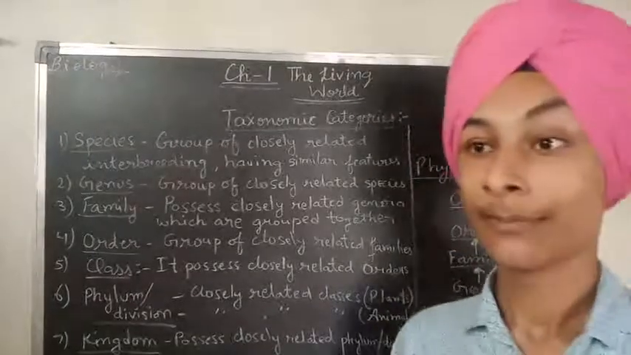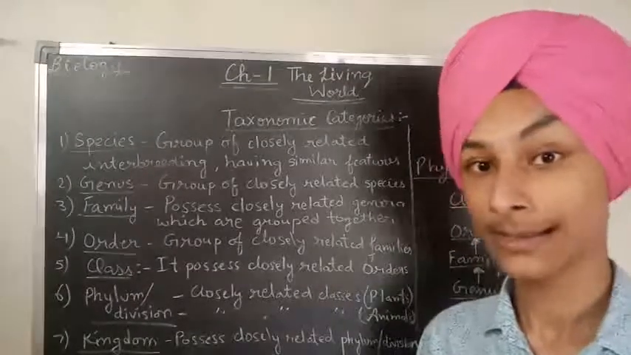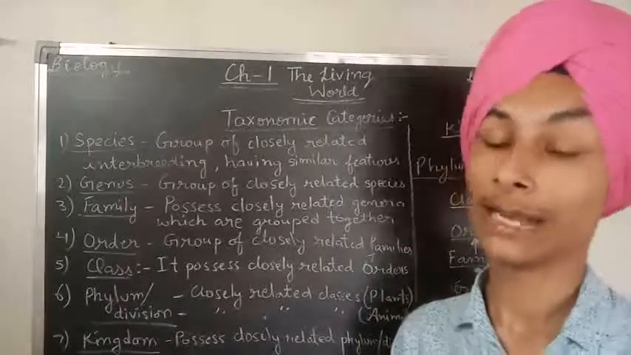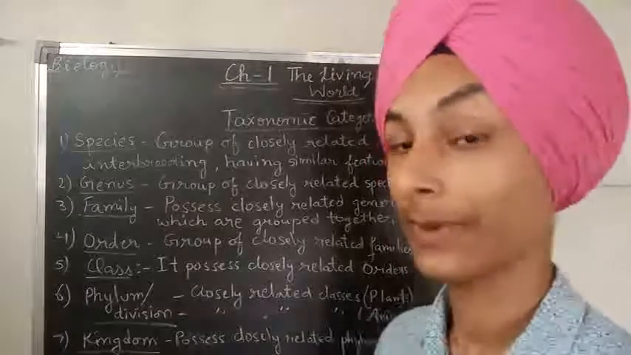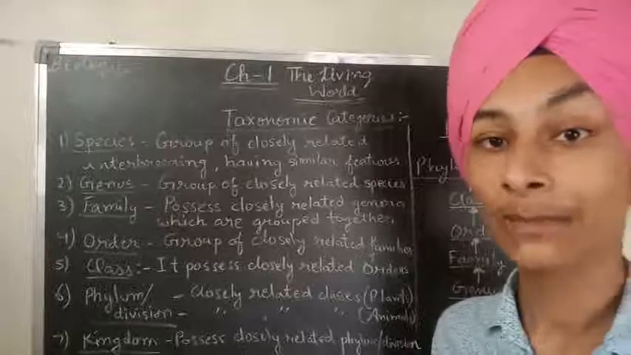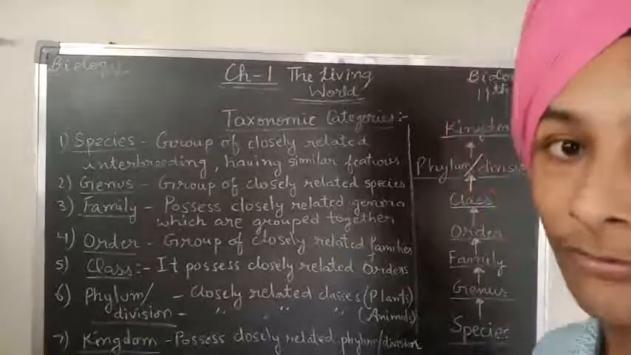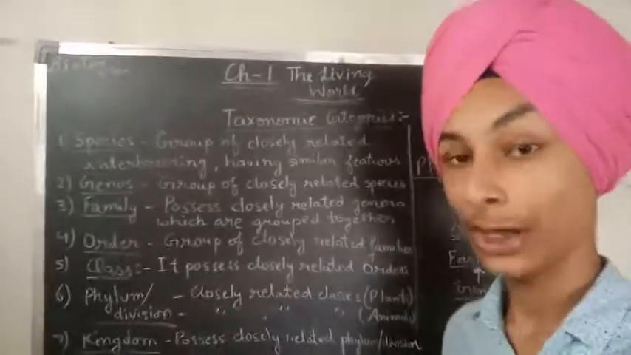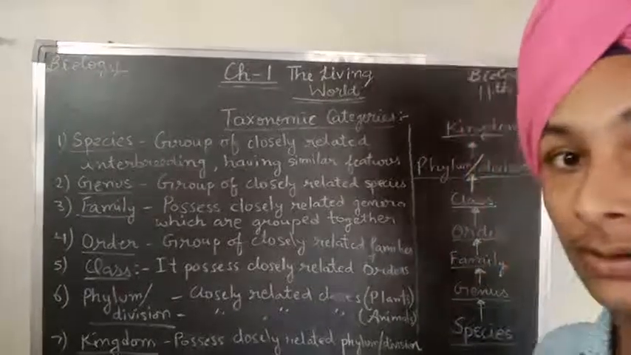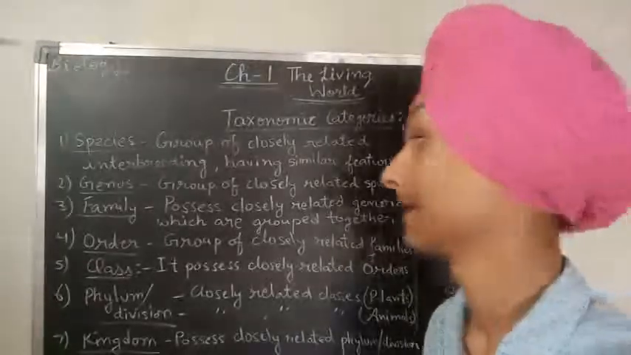Taxonomic categories means the grouping of organisms into different categories on the basis of their similarities and dissimilarities. I repeat it: taxonomic categories deals with the grouping of organisms into different categories on the basis of their similarities and dissimilarities.